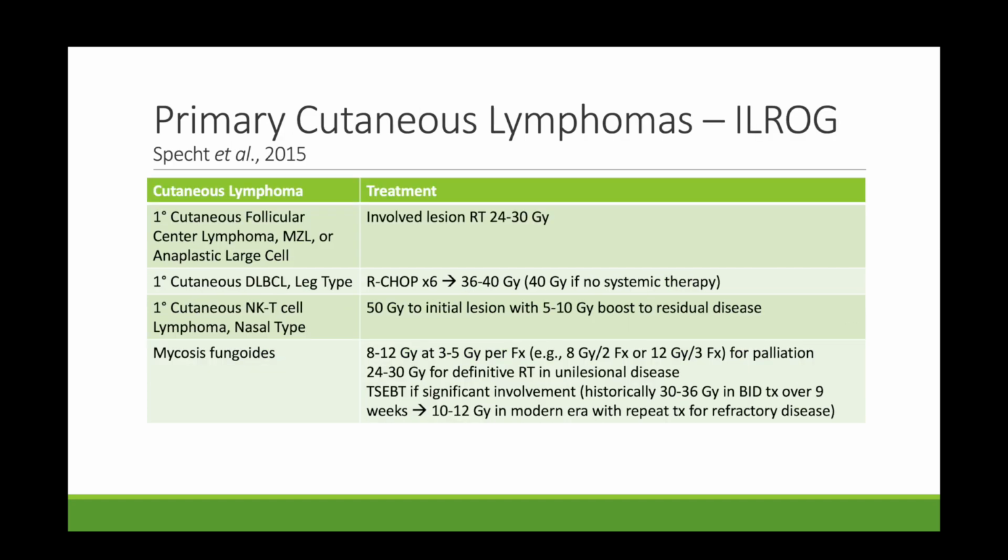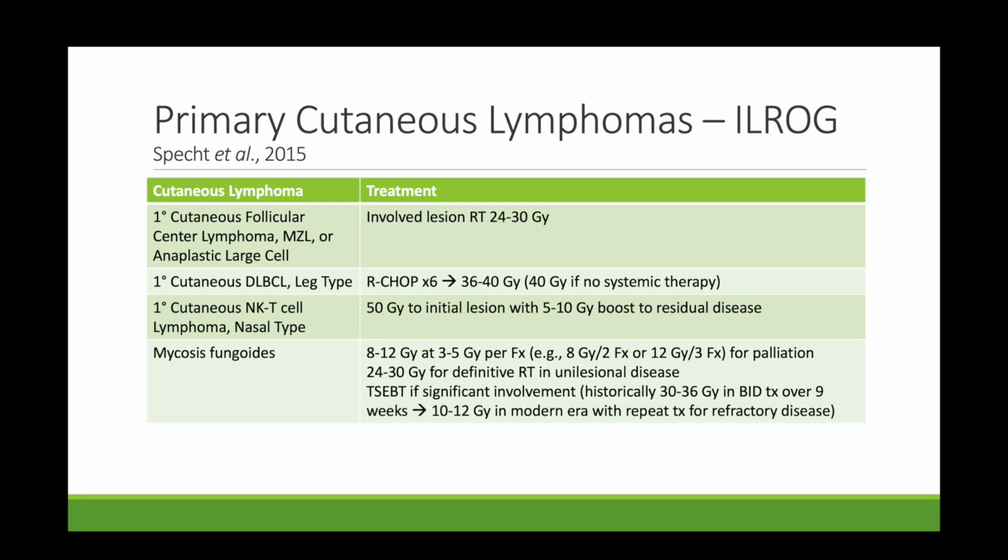The final unique type of lymphomas that I'll mention are primary cutaneous lymphomas, which again tend to be a very heterogeneous entity, with very different treatment paradigms depending on the histology. Primary cutaneous follicular center lymphoma, marginal zone lymphoma, or anaplastic large cell lymphomas are often treated just with involved lesion radiotherapy to 24 to 30 gray.